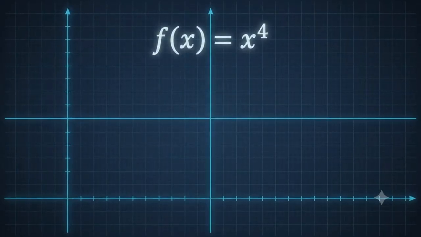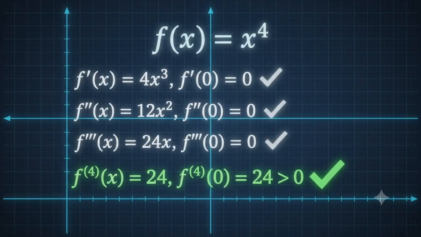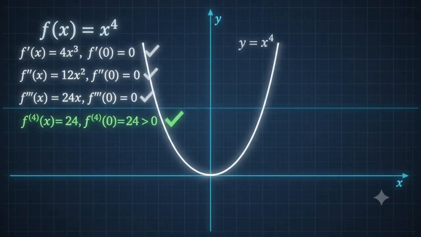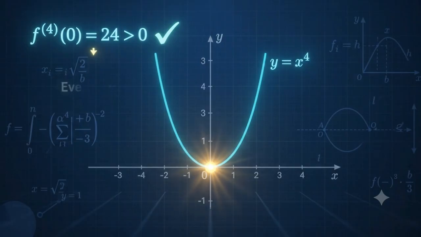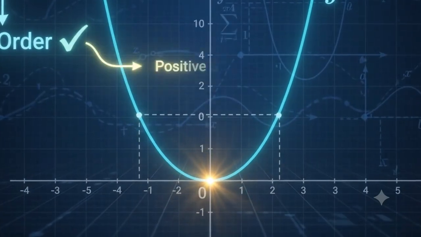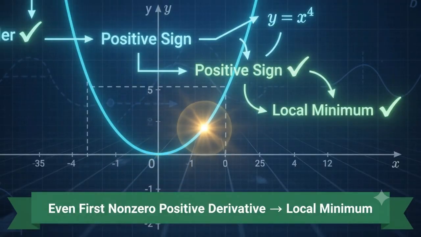Consider the function f of x equals x to the fourth. At x equals 0, the first derivative, second derivative, and third derivative are all 0, but the fourth derivative is positive. Because the first non-zero derivative is the fourth derivative, which is an even-order positive derivative, the stationary point at x equals 0 is a local minimum.